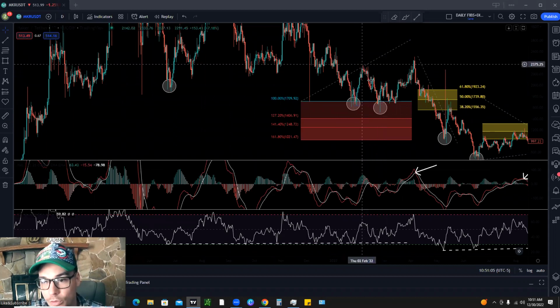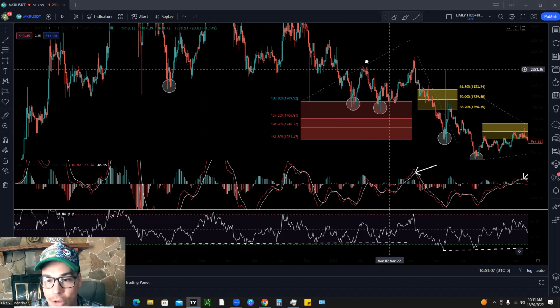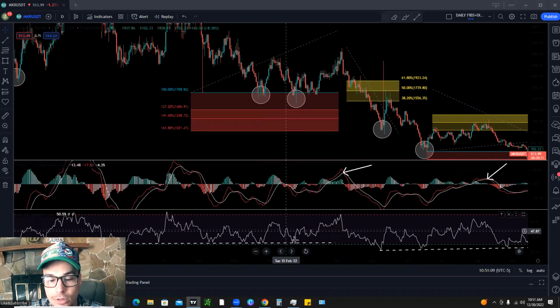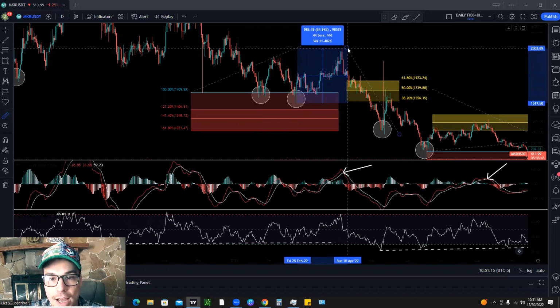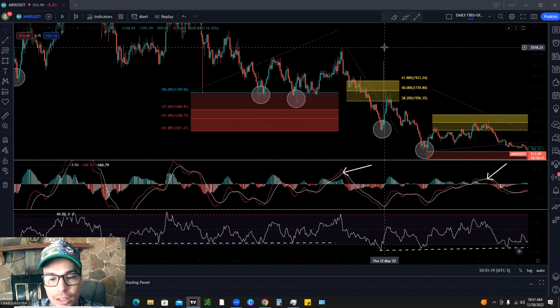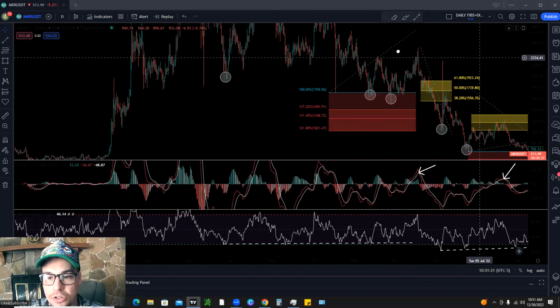And what do we end up doing? We end up reversing, coming back down, making a new lower low, bouncing off of the relative strength index bullish divergence trend line again, and we get another nice move from the lows to the highs of 65%. So this is why I really pay attention and focus on these strategies.